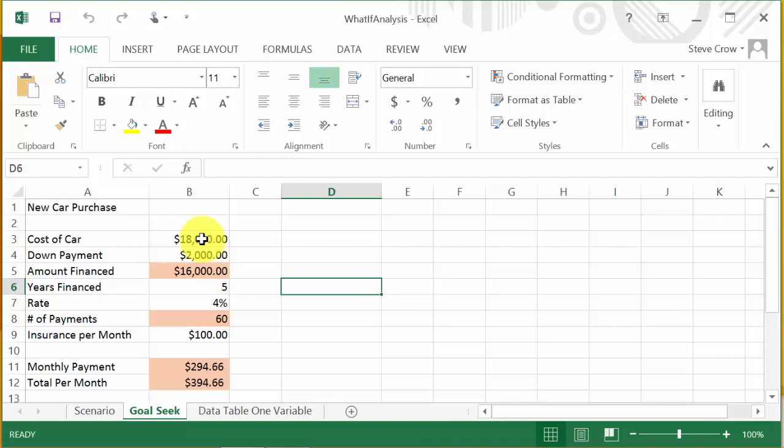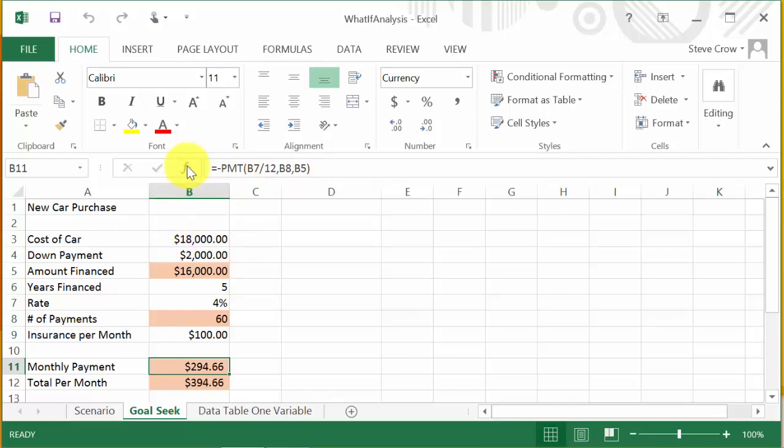Okay, and we've got the price of the car, our down payment, the amount we financed, the number of years, the interest rate, and how much the insurance is, and then it calculates this. The cells that are colored here have formulas in them. So amount financed is just the cost of the car minus the down payment. The number of payments is just the number of years times 12. That's how many payments. Here, the monthly payment is a formula that uses this PMT function.